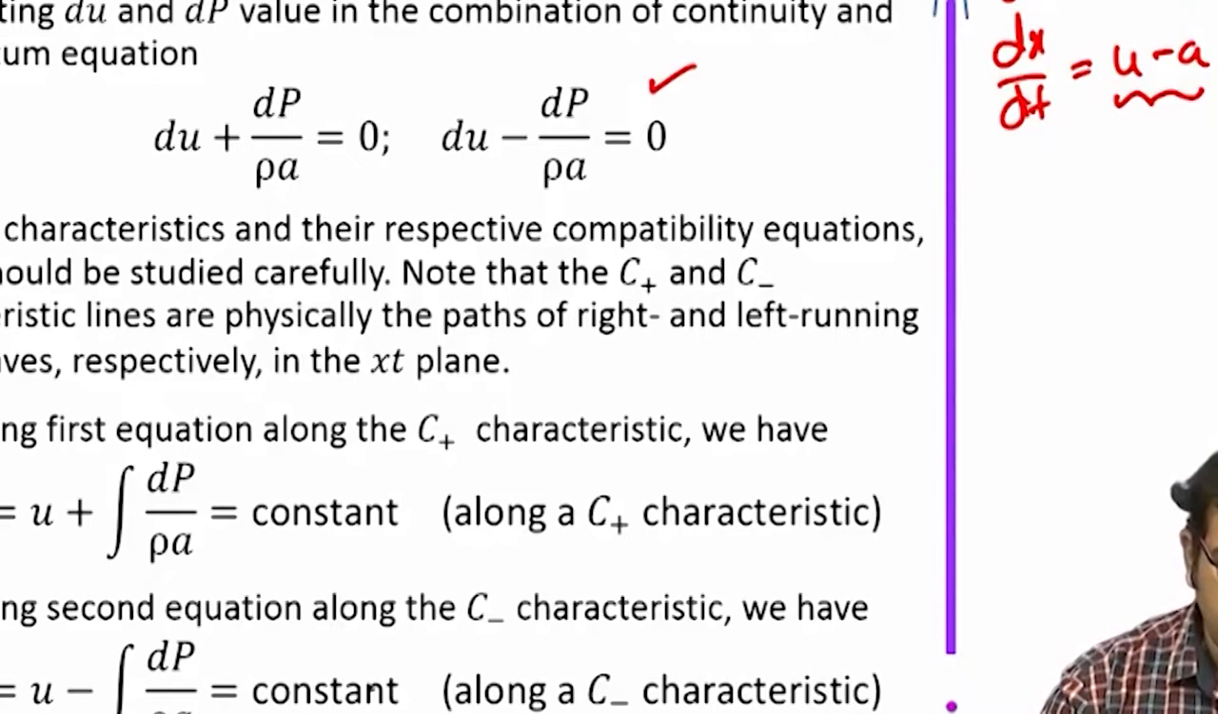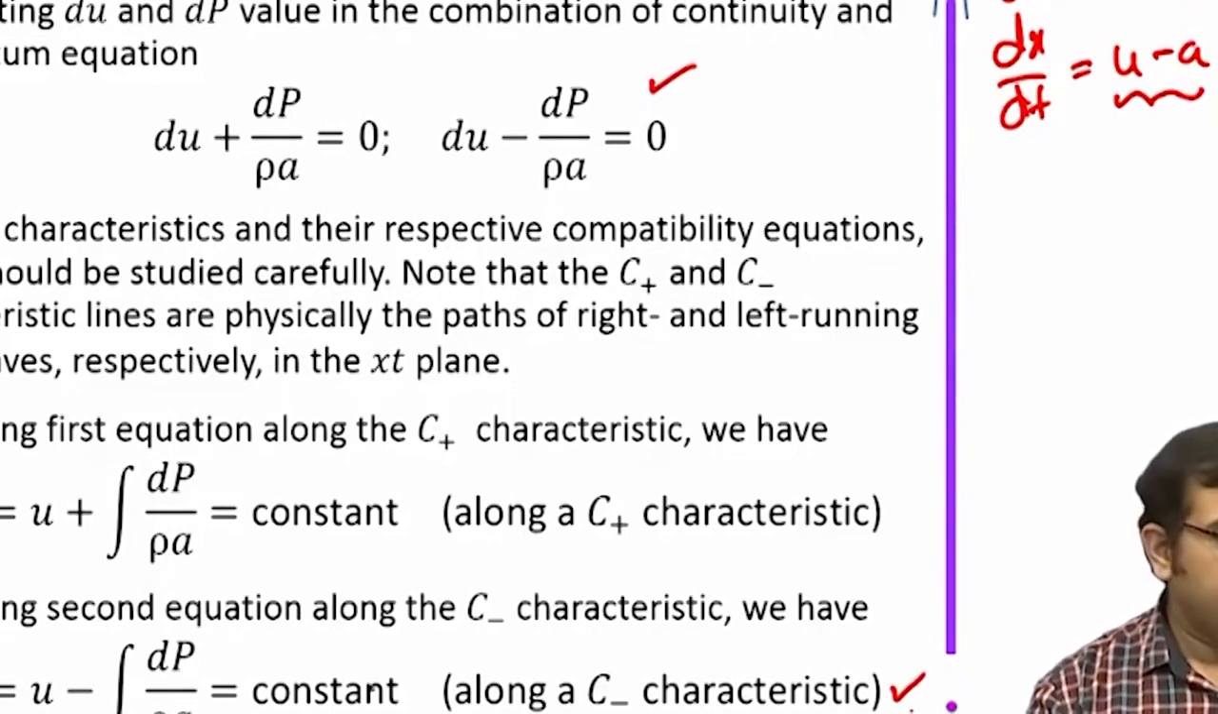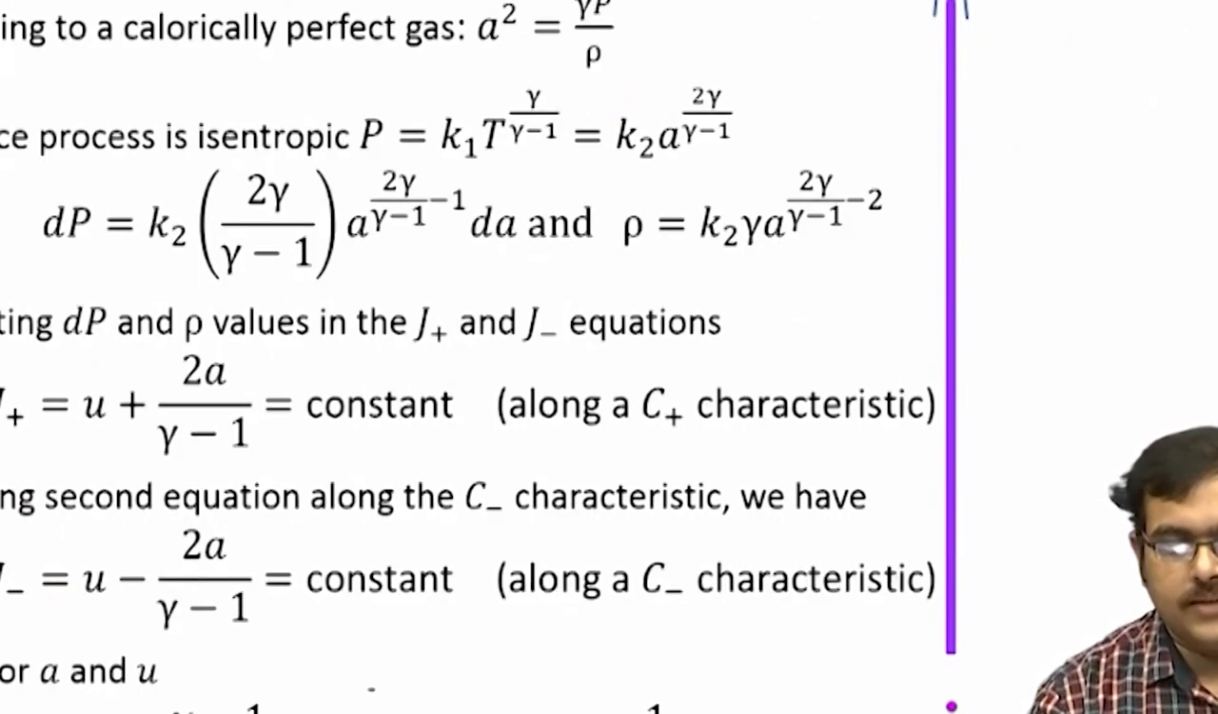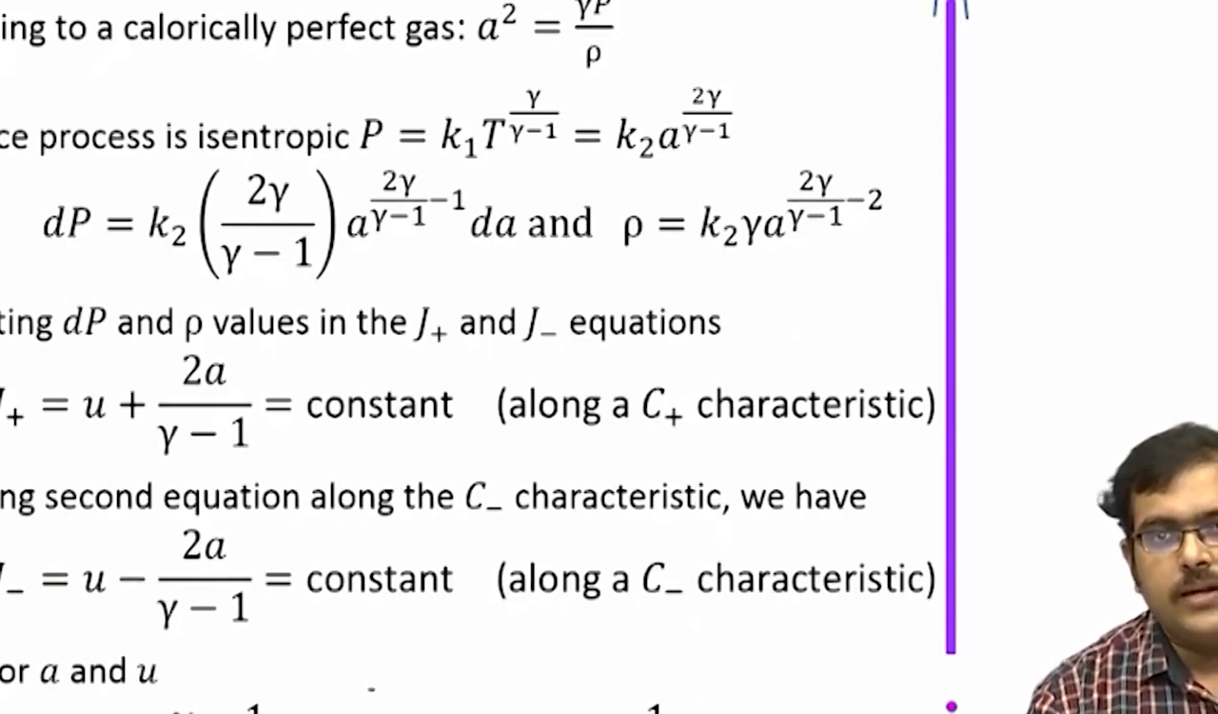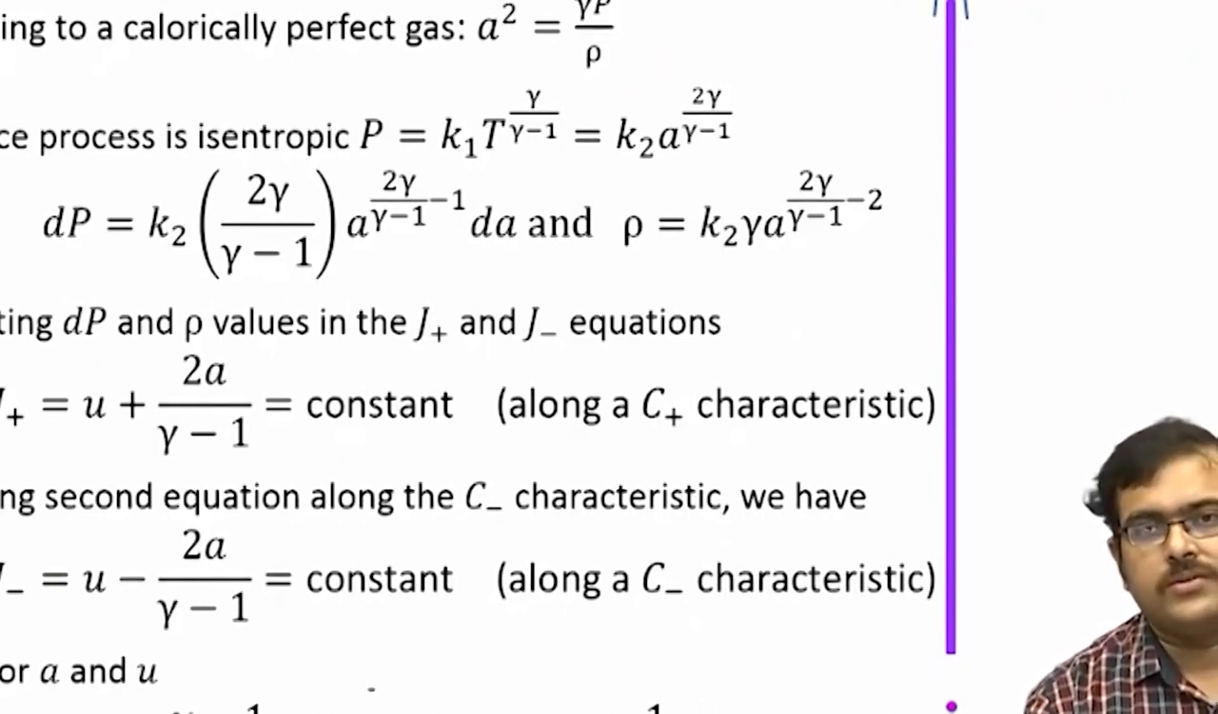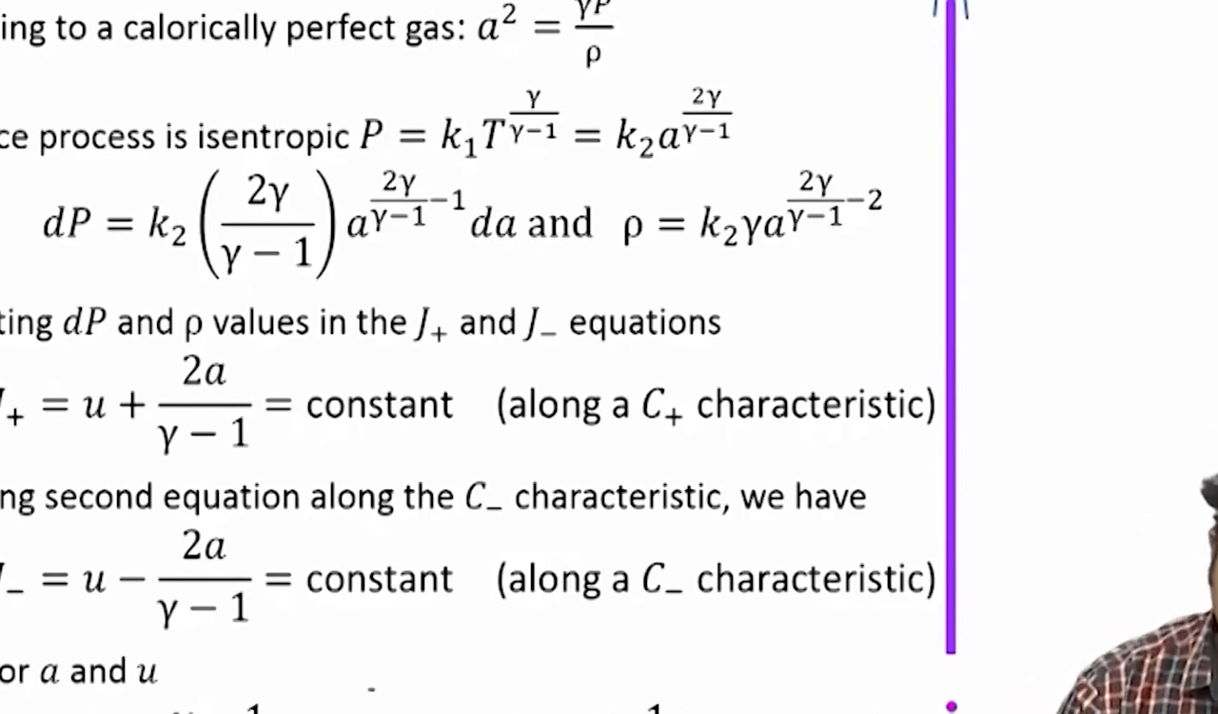Now this is quite general, this is ∫dp/(ρa), it is general. Let us go into the specific case that we are discussing, that is a calorically perfect gas. So if you take a calorically perfect gas, you know a² = γp/ρ. This is known, and the processes that we are discussing here are isentropic. We are looking at the expansion waves that travel, so they are isentropic waves.